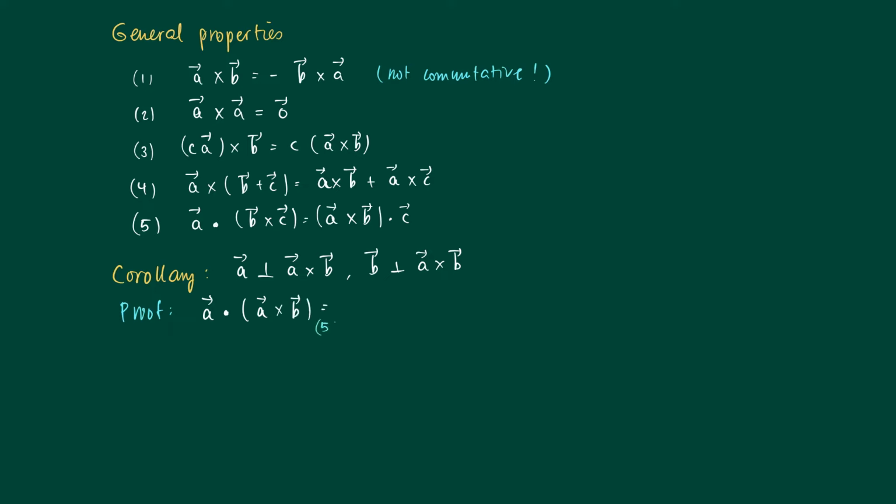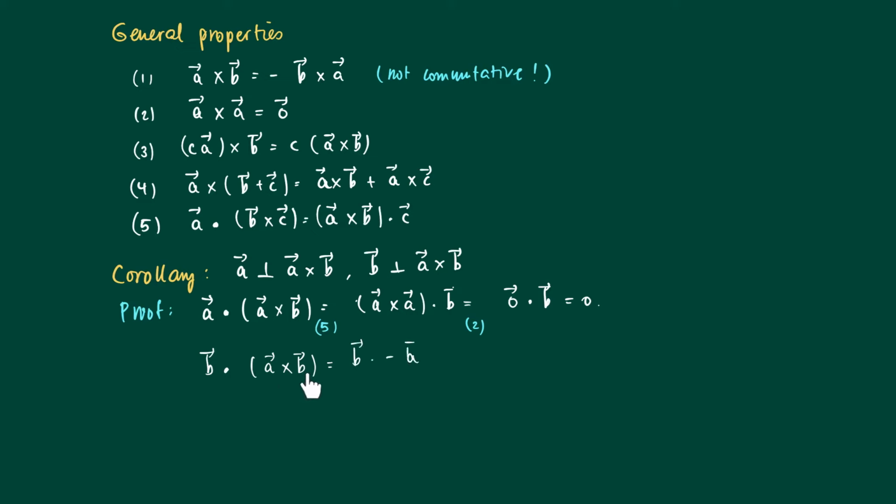We show that the dot product of A with A times B, on the basis of property 5, we can switch the order. So we get the cross product of A with A, and B, and A cross A makes 0. The 0 vector dot B is 0. On the other end we can do the same. The cross product of A and B equals minus the cross product of B and A. That's property 1.